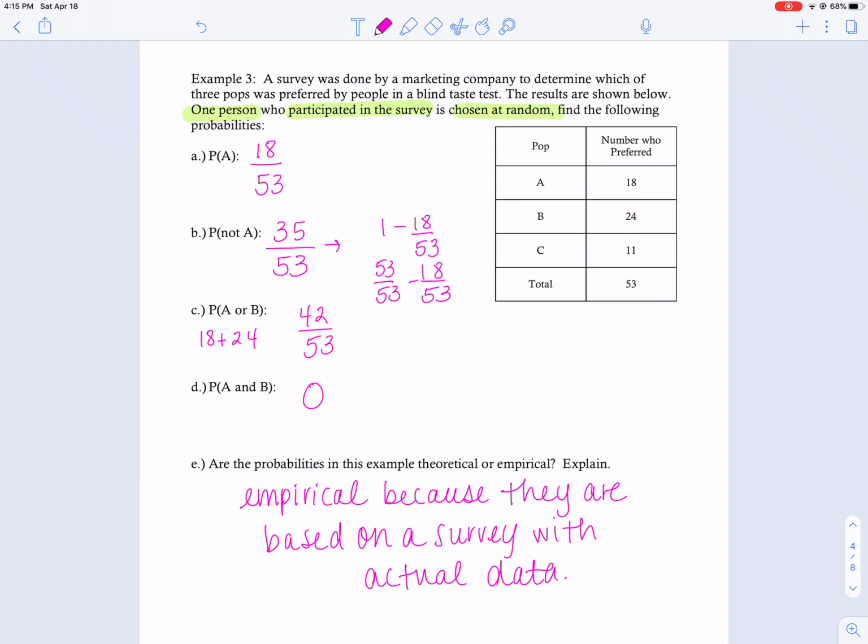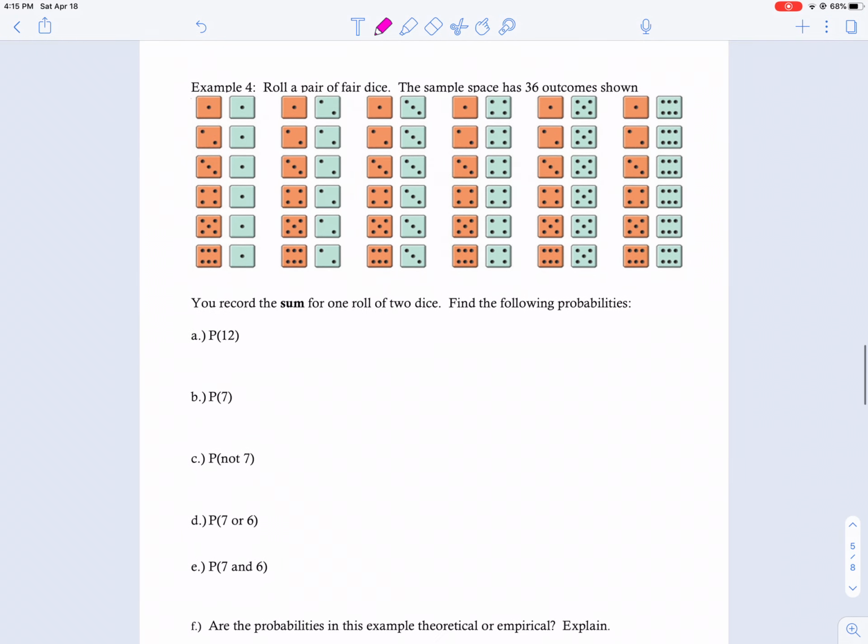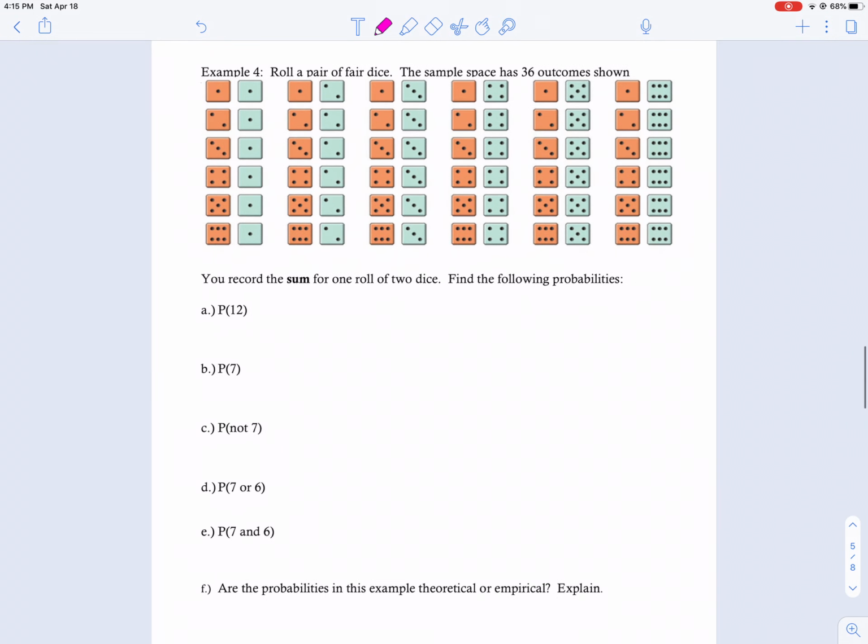Okay, I'm going to do one more with you. This one's kind of cool. They give you all the dice, right? And they tell you, roll a pair of fair dice. This is the sample space of the 36 outcomes that are shown. So there are 2 dice rolled, fair dice. It says you record the sum for one roll of 2 dice. So this is important. You record the sum for one roll of both dice.